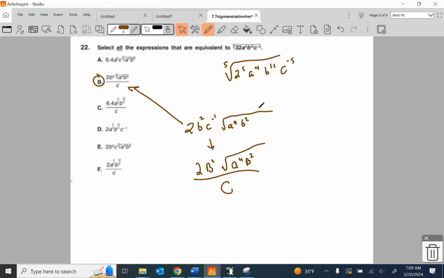Let's think about making this thing look like, let's convert it to exponential notation. Let's think x to the p over r. This is 2 to the 5th over 5, a to the 4 over 5, b to the 12 over 5, power over root, and c to the negative 5 over 5. 5 over 5's cancel. A to the 4/5, b to the 12/5, and c to the negative 1.